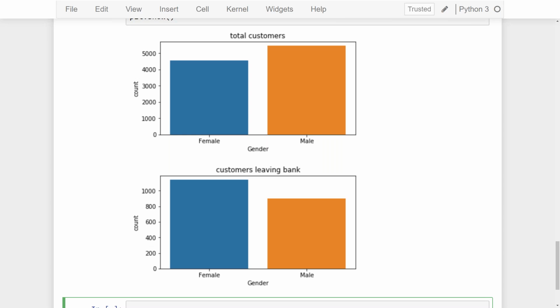That means the bank may not have relevant offerings or policies which might meet the financial goals of female customers, right? So that could be a challenge. So gender also seems to be an impacting feature, right? I hope you're good with that.